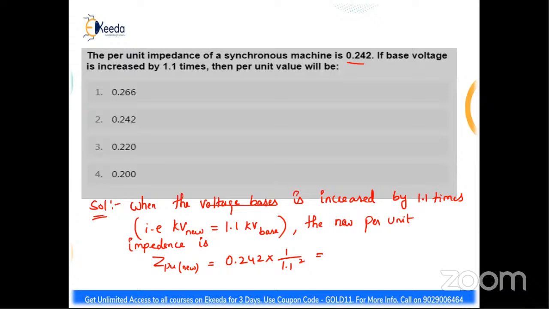The base voltage is increased by 1.1 times. Therefore 1 divided by 1.1, whole square it is. So I am writing here 1 divided by 1.1 square. If you solve this, we'll get the answer as 0.2 pu. That is the right answer for this, option D, that is 0.200. Okay.